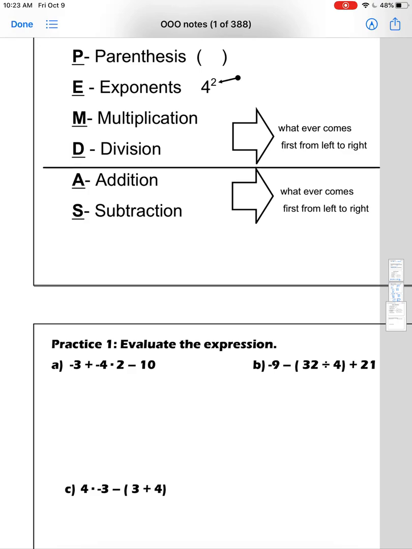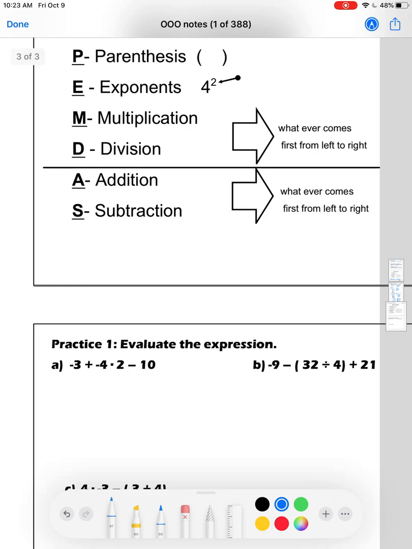Okay, welcome back. So let's take a look at A. We have negative 3 plus negative 4 times 2 minus 10. So we don't have parentheses. We don't have exponents. We do have multiplication, so we could go ahead and do that. So we have negative 4 times 2, which gives you negative 8. Bring down your negative 3 because you didn't use it. Bring down your plus sign. Bring down your minus 10.